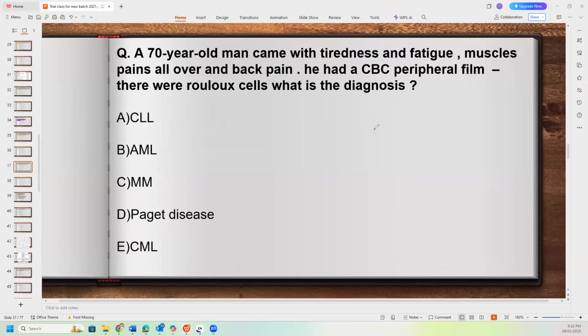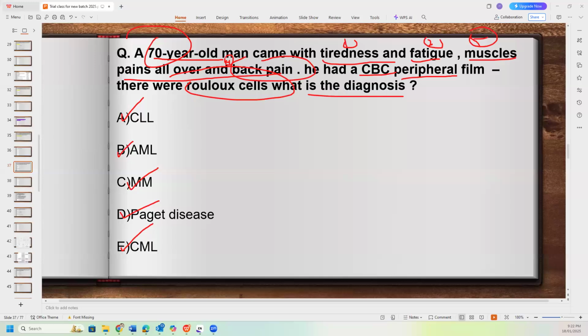All righty. Next question, guys. A 70-year-old man, so a very elderly gentleman, is coming with tiredness, fatigue, muscle pain all over. Sorry, myalgias are all over, and he's also complaining of back pain. So these are the symptoms. He had a complete blood count and peripheral blood film done, and there were rouleaux cells. What is your diagnosis? Chronic lymphoid leukemia, acute myeloid leukemia, multiple myeloma, Paget disease, or chronic myeloid leukemia.